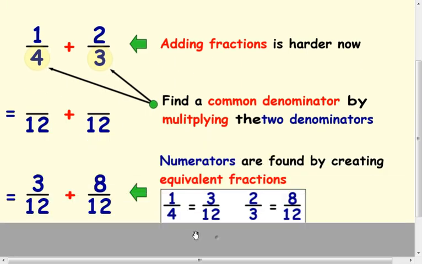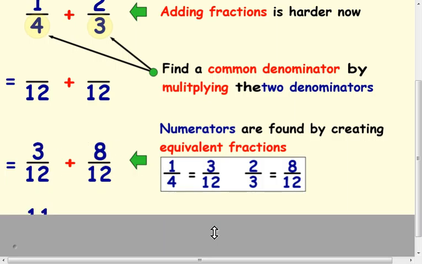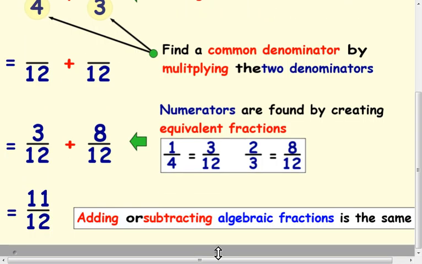So that leaves you with that idea there. 1 quarter is equal to 3/12 by timesing the bottom by 3 and the top by 3. 2/3 is the same as 8/12 by timesing the bottom by 4 and the top by 4. That's out the side here. Now that we've got that, you can add the top and say, well, okay, you've got 3 of them and you've got 8 of them, so altogether you've got 11/12.